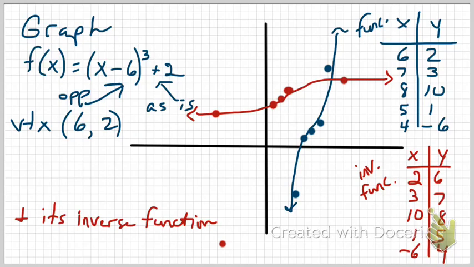Aren't you just beside yourself looking at the symmetry? This function and the inverse function, they are symmetric around the line y equals x. That's because their x and y values are switched. Oh, it is joy.